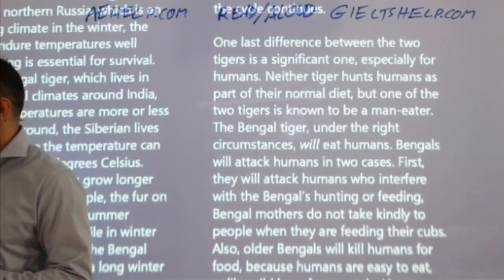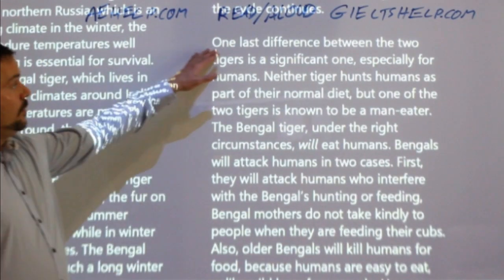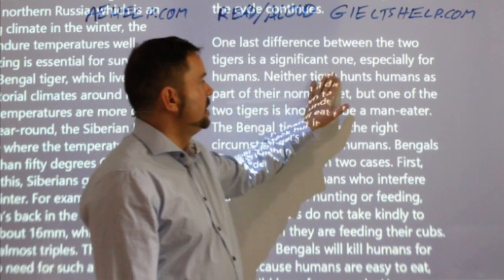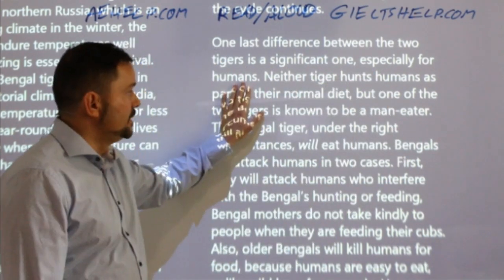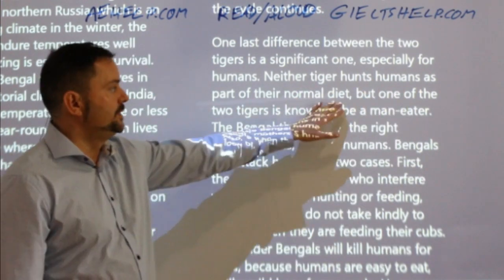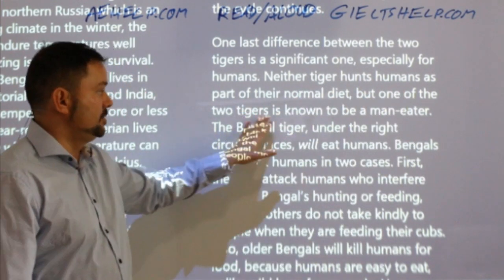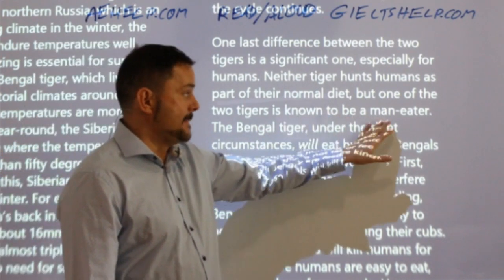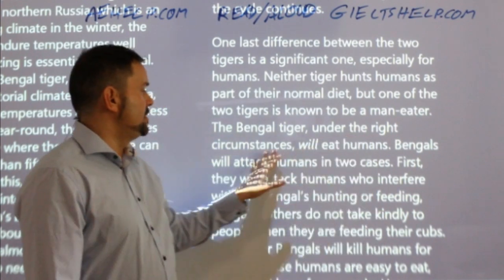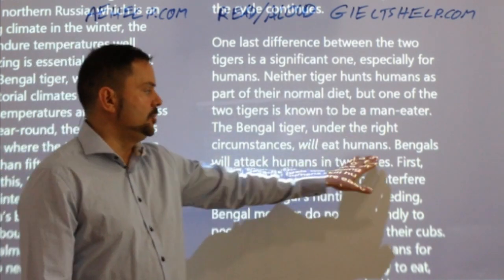Okay, let's keep going. One last difference between the two tigers is a significant one, especially for humans. Neither tiger hunts humans as part of their normal diet, but one of the two tigers is known to be a man-eater. The Bengal tiger, under the right circumstances, will eat humans.